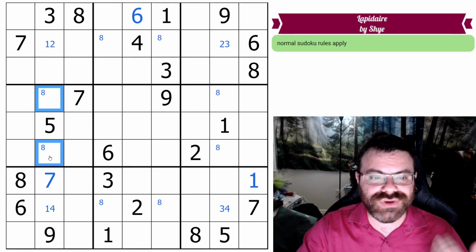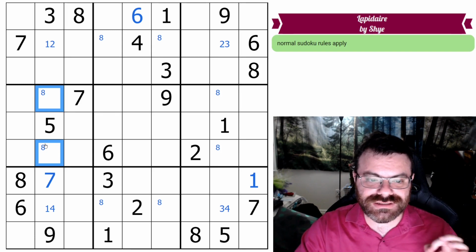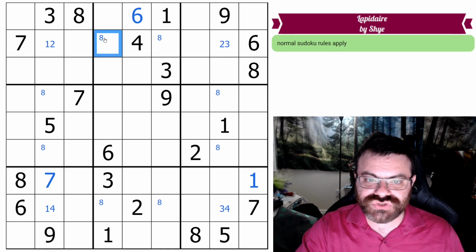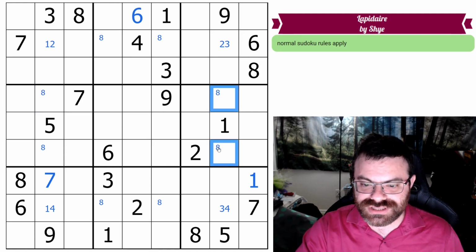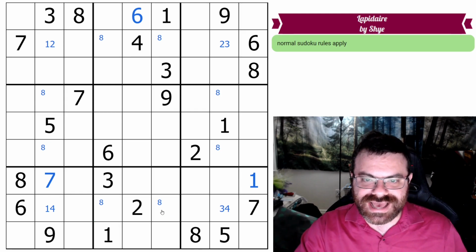And now in this case, also it can't be both. But again, we don't really care about that. What we care about is there's a strong link between the 2 candidates 8 here. There's a strong link between these 8s. There's a strong link between these 8s. There's a strong link between these 8s. So what does that actually mean?